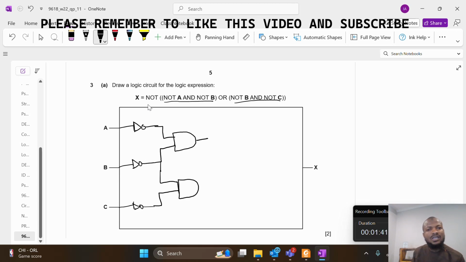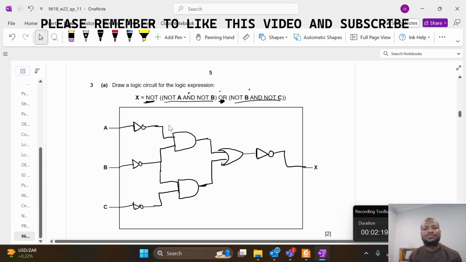Now the two brackets are joined by an OR gate. So this bracket or this bracket. That means between the two AND gates, you should have an OR gate. So this is the first input and second input. So this is the OR gate. Now can you see that we are done with the brackets, right? And this NOT is for the whole bracket. So that means I should have a NOT gate after the OR gate. So this is the diagram. I hope this is well understood.